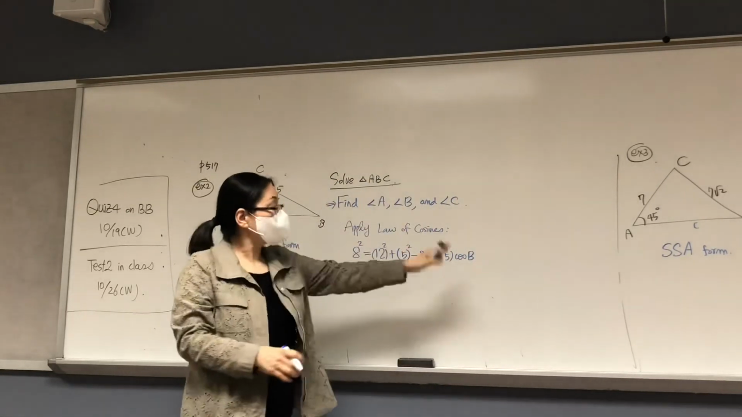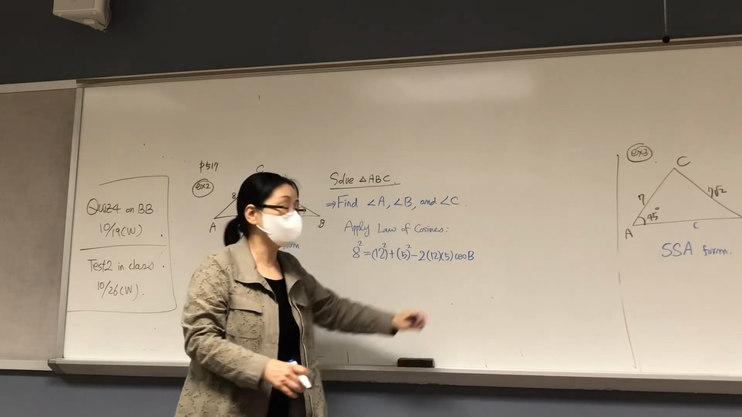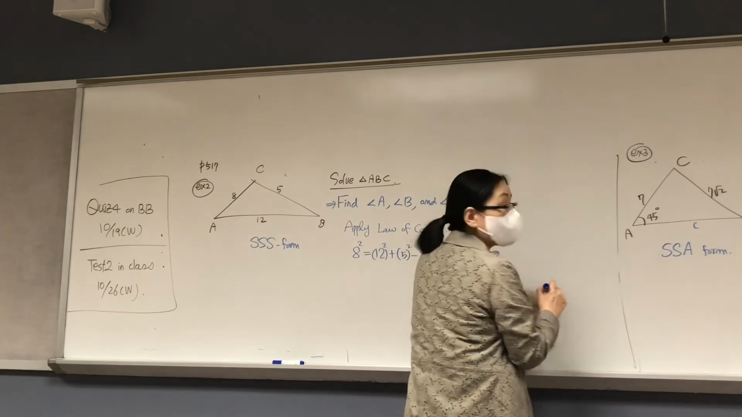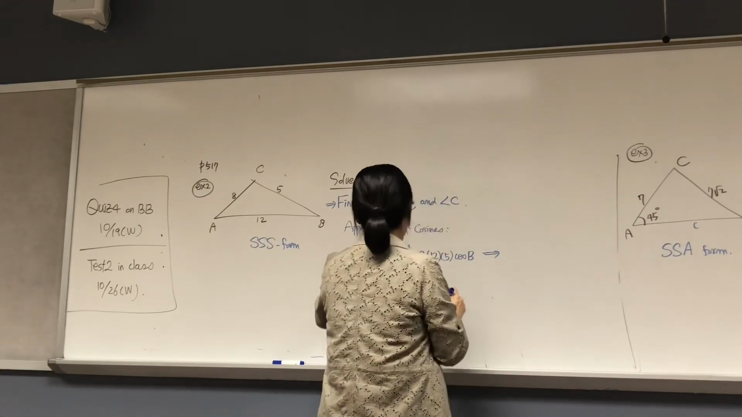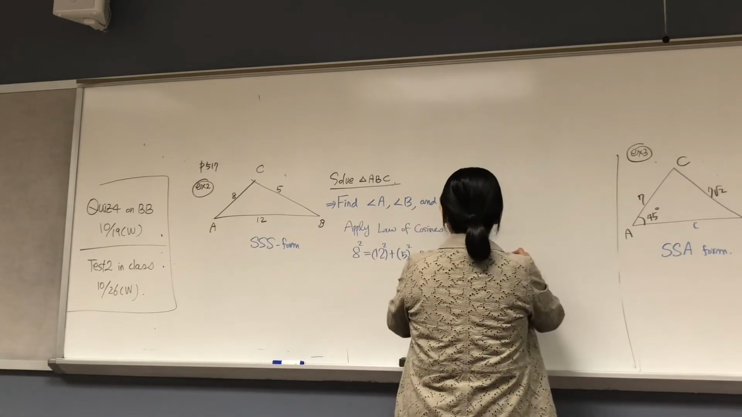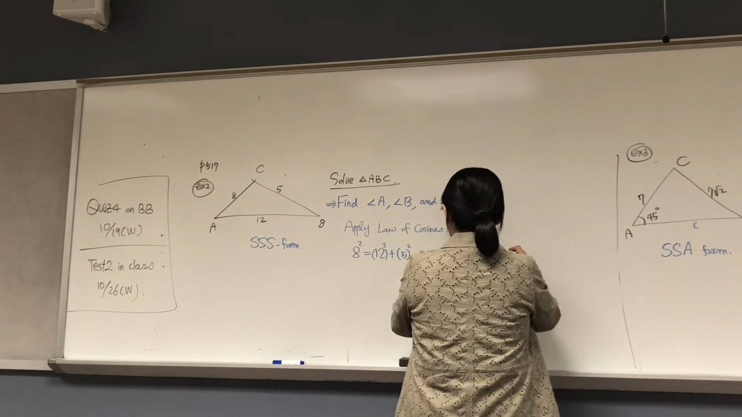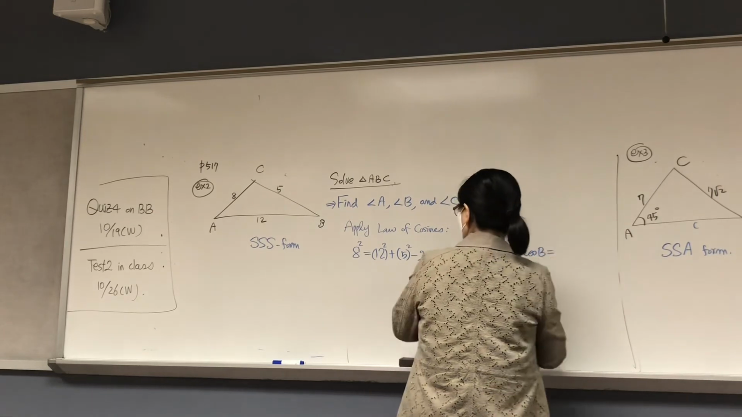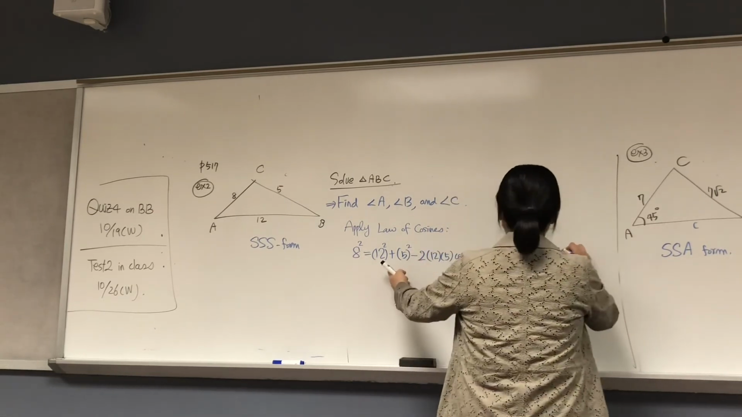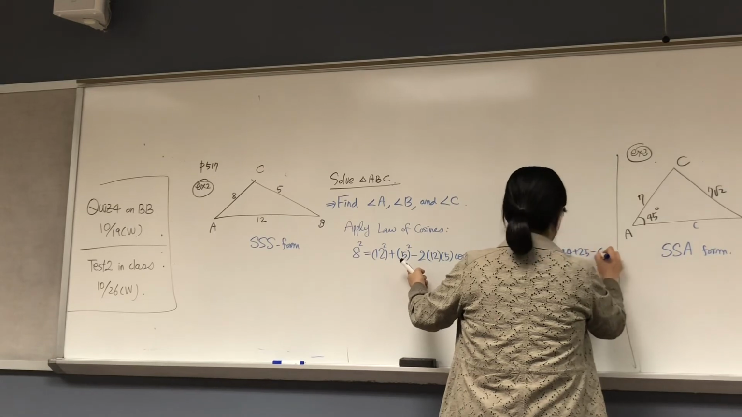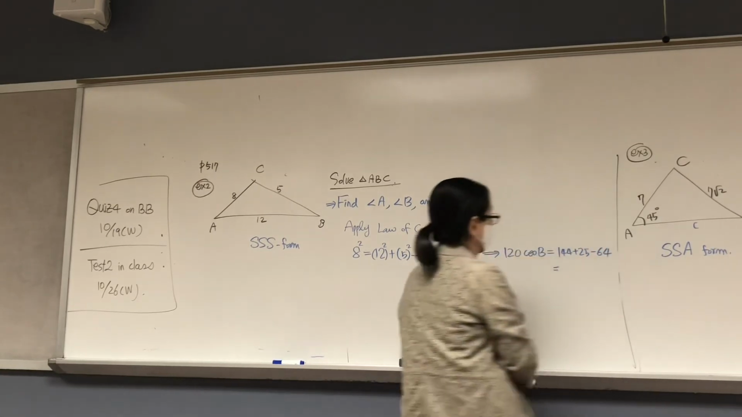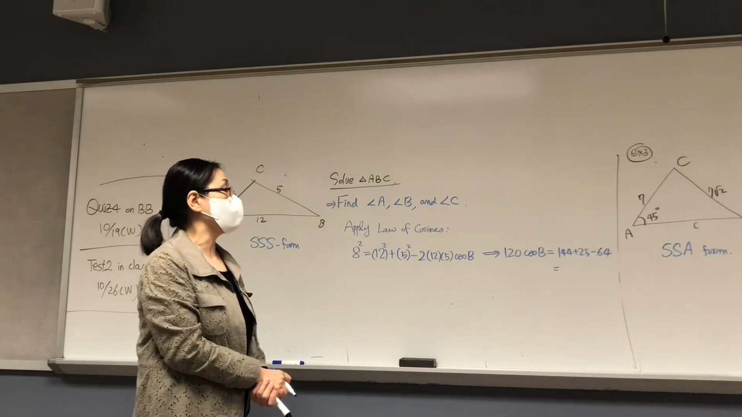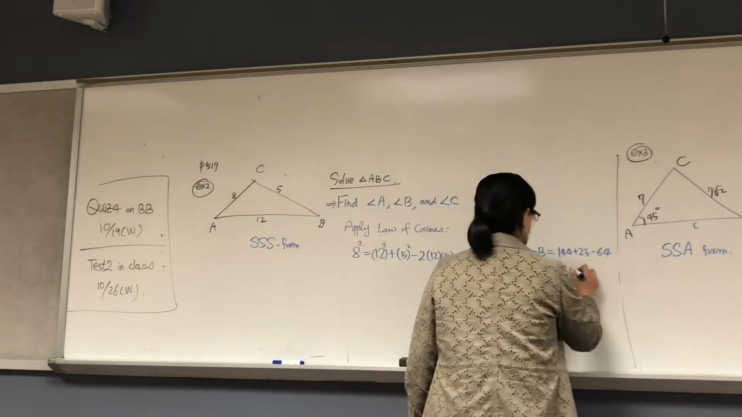So everything is known, cosine B is unknown. Am I right? So solve for cosine B. Isolate this term only. So 10 and 12 is what? 120 cosine B is equal to 144 plus 25 minus 64. Am I right? So what is it? 64 is 80, 105. Yes?